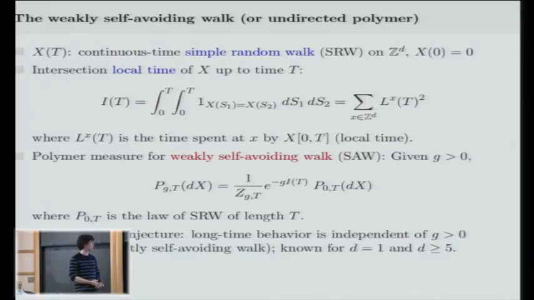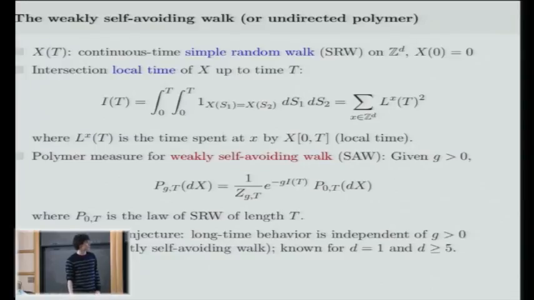And given this local time, there is a natural measure on polymers, on walks, that you can define, which is given by this kind of Boltzmann type weight with respect to the simple random walk, which reweights every path by this exponential factor e to the minus g I(t), I(t) being the intersection local time. Here, g is a positive parameter.